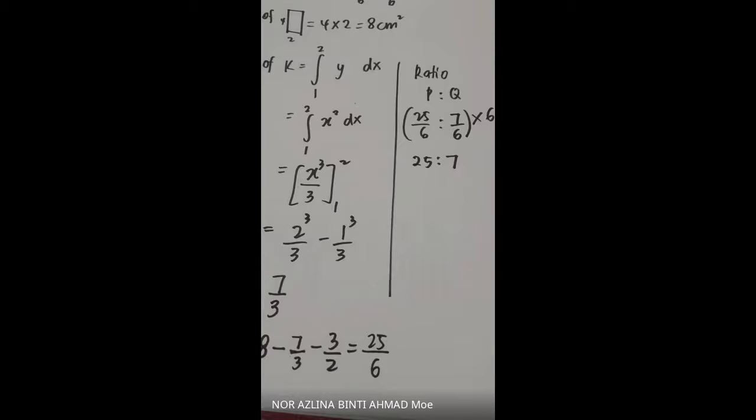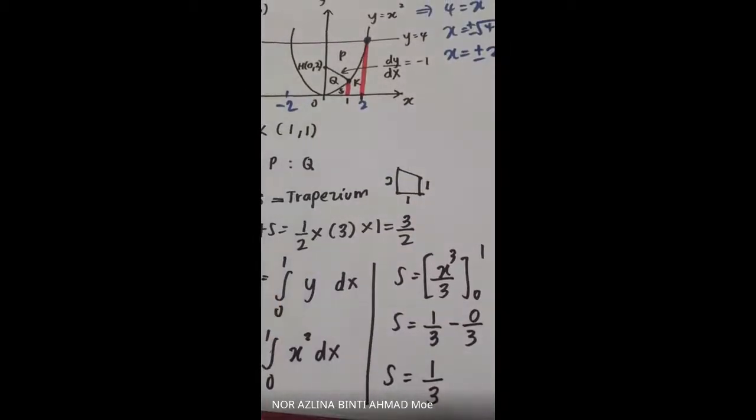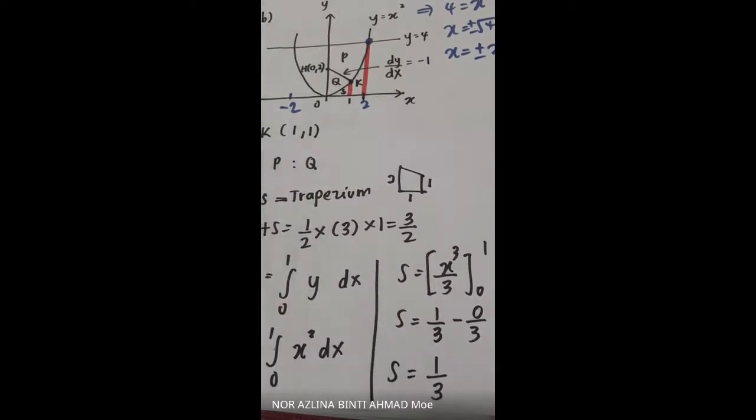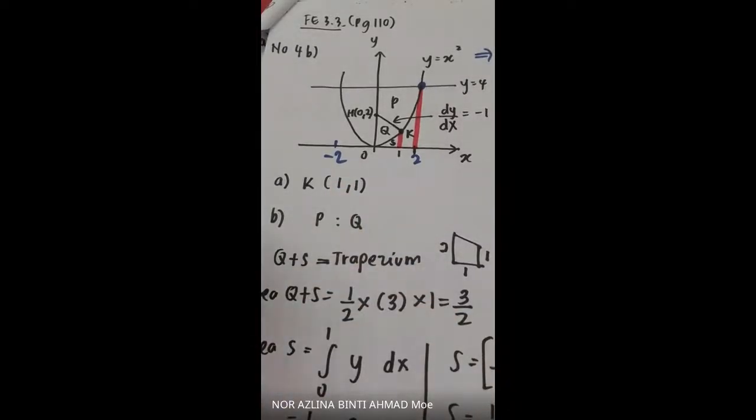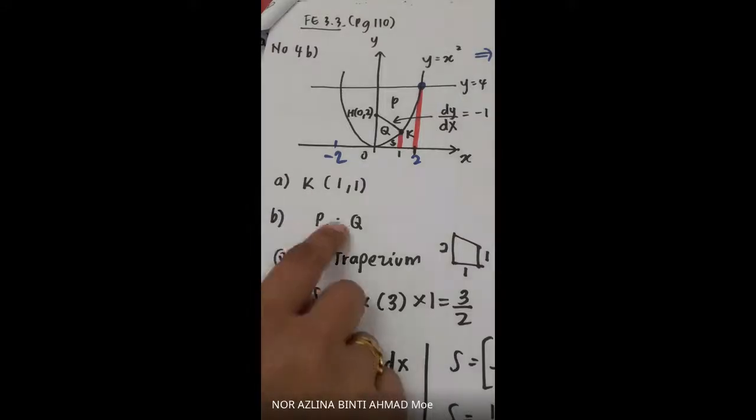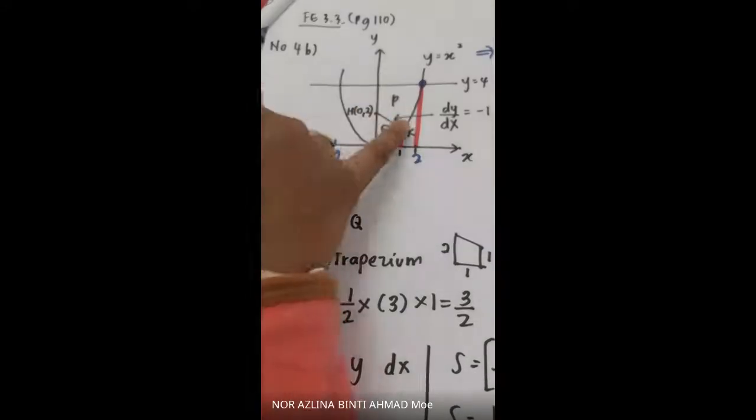Alia Fasha tanya 4A. Siapa yang dapat 4A? Cuba tolong, cuba bantu. Macam mana dapat K sama dengan 1, 1? How you get K equals 1, 1? Buat macam mana? Any volunteer? Bagi tahu je, cakap je. Macam mana dapat K 1, 1?